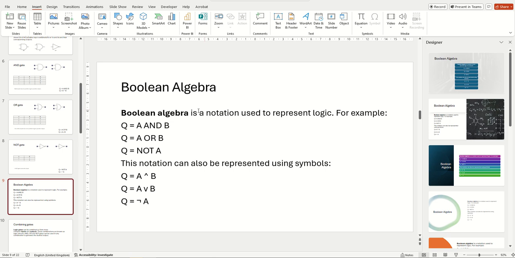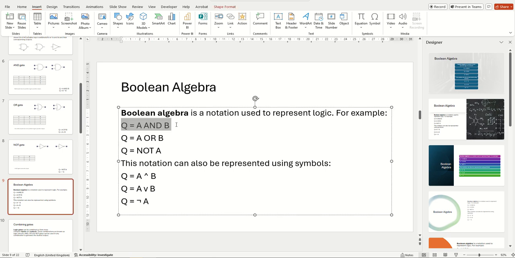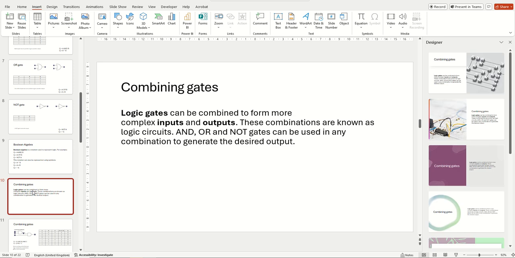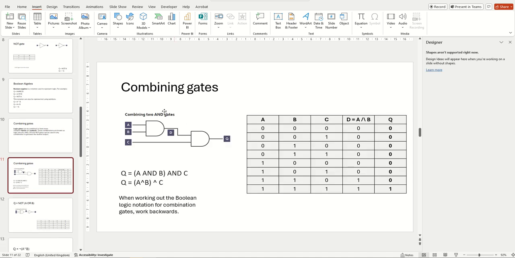Okay, so this notation, expressing OR gates as a kind of equation, that is it. We've talked about that already. Now we're talking about combining multiple gates to create a logic circuit. Here's an example. Combining two AND gates.